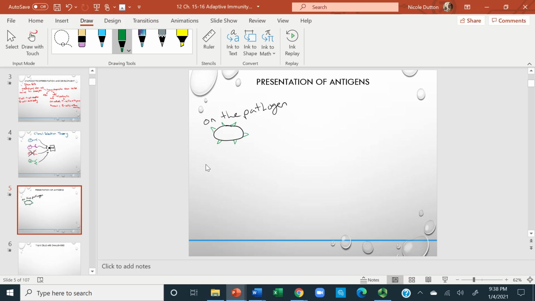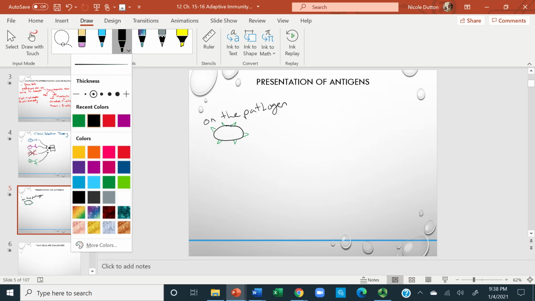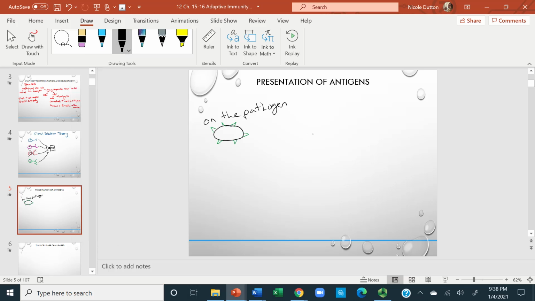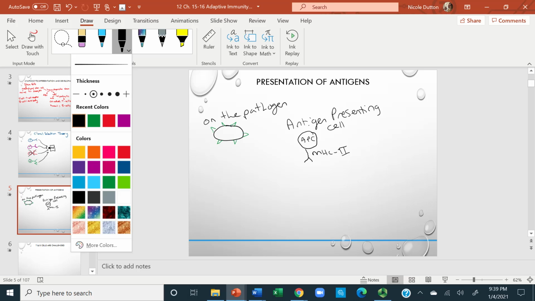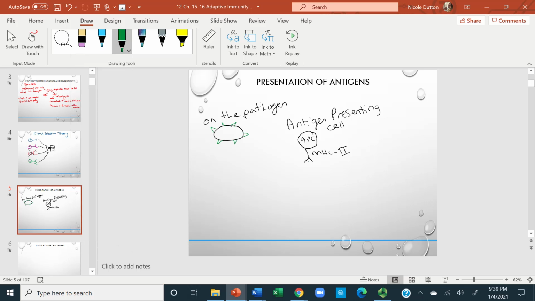Another way would be on an antigen presenting cell. So we have an antigen presenting cell, and the antigen presenting cell is going to hold it up. I'll abbreviate that APC. And this is a receptor called MHC class 2, which we will talk about more later on. MHC class 2 is capable of holding up antigen and presenting it to the immune system.